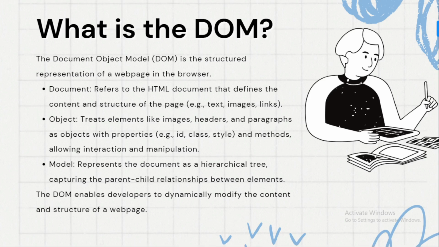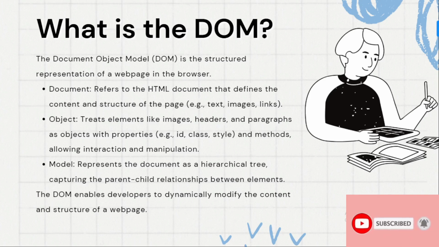Also, we have the object. Object treats elements like images, headers and paragraphs as objects with properties like ID, class, style, and methods, allowing interaction and manipulation. Model represents the document as a hierarchy tree, capturing the parent-child relationship between elements. The DOM enables developers like you and I to dynamically modify the content and the structure of the web page.